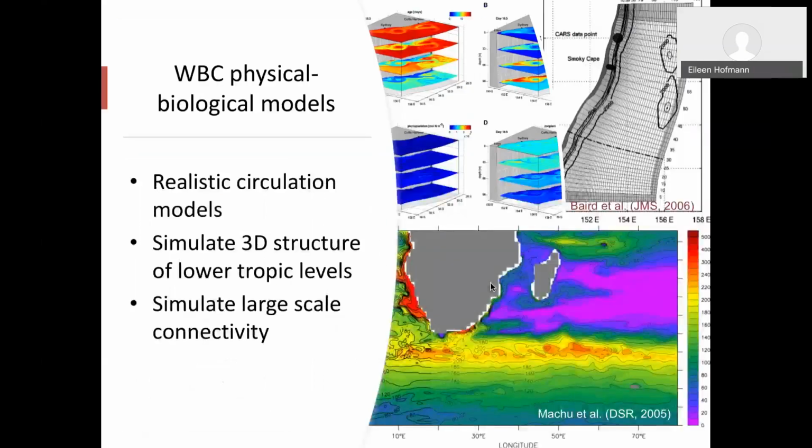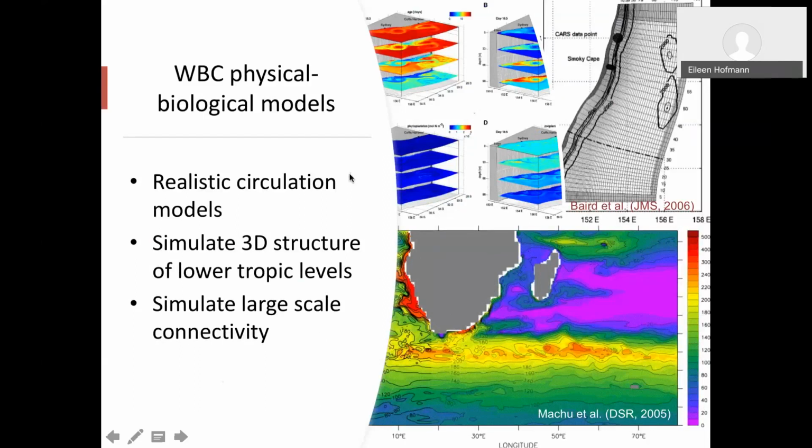All right, so we fast forward now 30 years, and we now have these beautiful models that include realistic circulation models, as shown here to the right at the top for an example of a model run for the East Australia Current. We also have the ability to simulate the three-dimensional structure of the lower trophic levels, which is shown here for the East Australia Current as well.